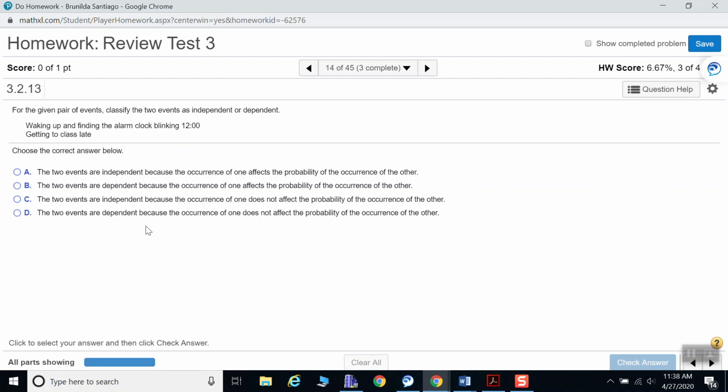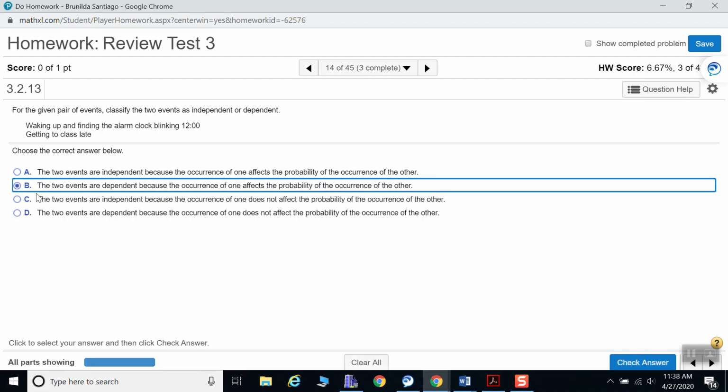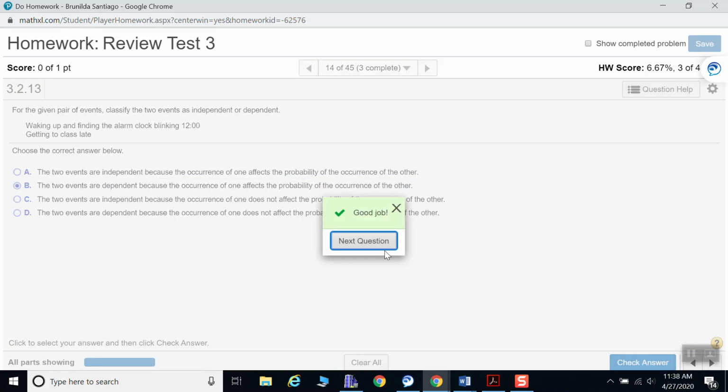It can cause you to be late to class. So the 2 events are dependent because the occurrence of one affects the probability of the occurrence of the other. The 2 events are independent if the occurrence of one does not affect the probability of the occurrence of the other. So that is the definition of independent mixed with the dependent. So the 2 events are dependent because the occurrence of one affects the probability of the other.